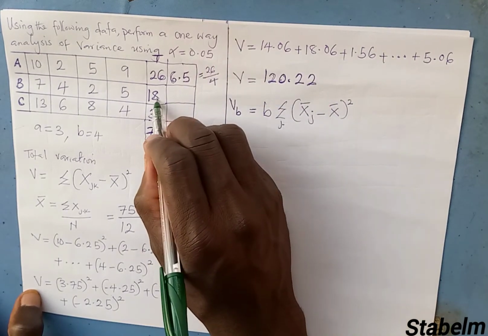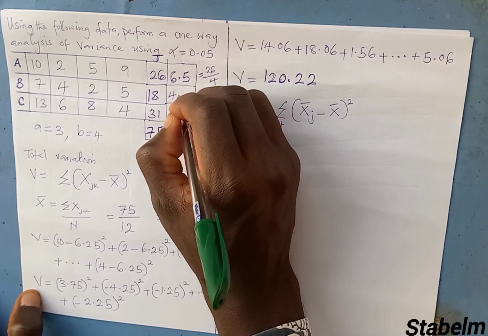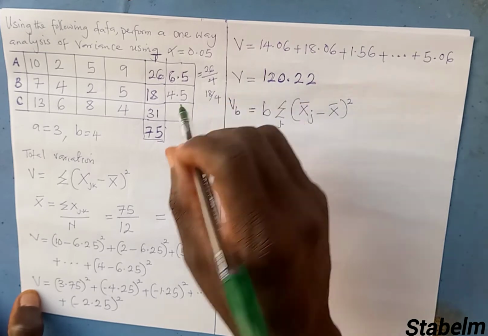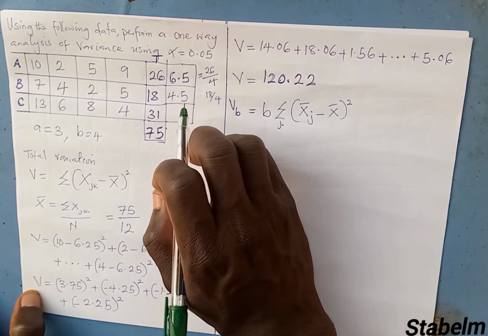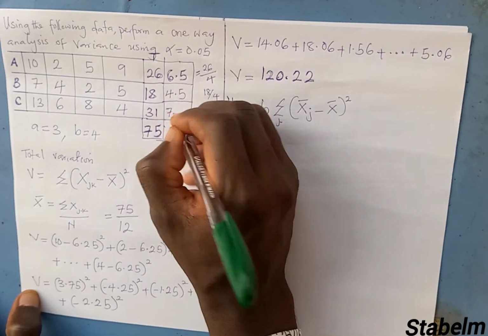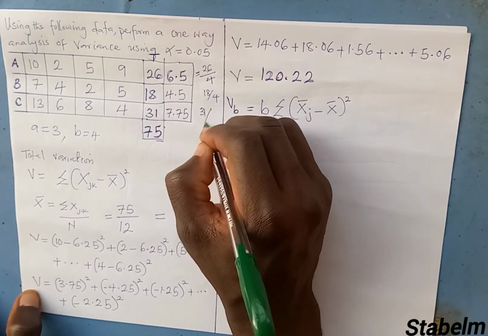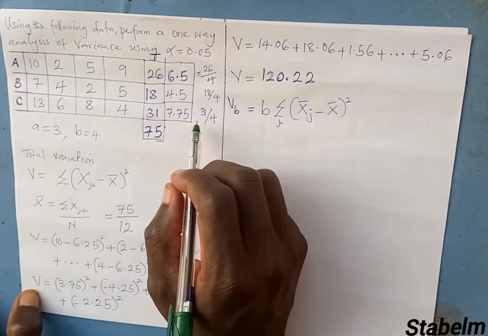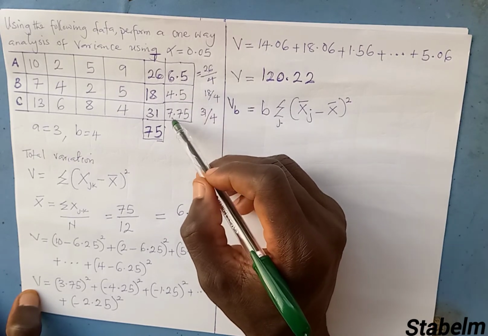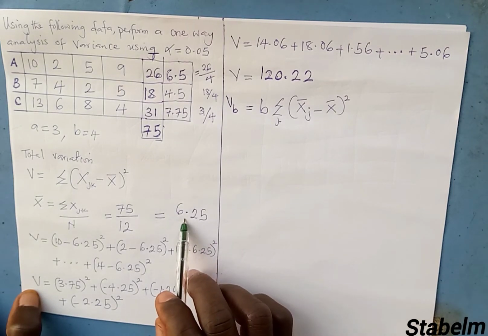Now for here, 18 divided by 4 will give us 4.5. What we do here is 18 over 4 to give us the mean here. And finally, for 31 we have 7.75; we say 31 divided by 4, the number of observations. So each value is 6.5, 4.5, 7.75. We're going to subtract each from this general mean here, the grand mean.